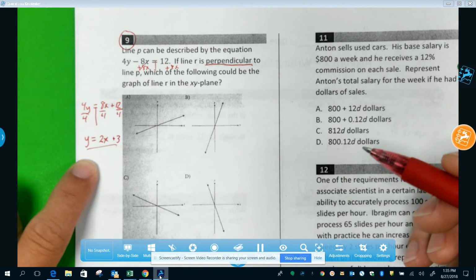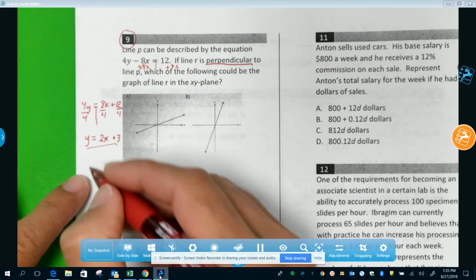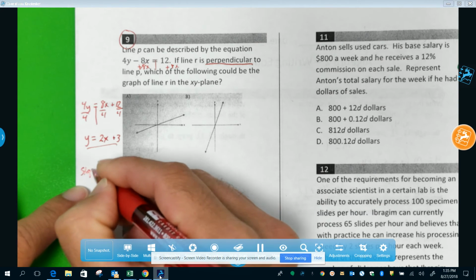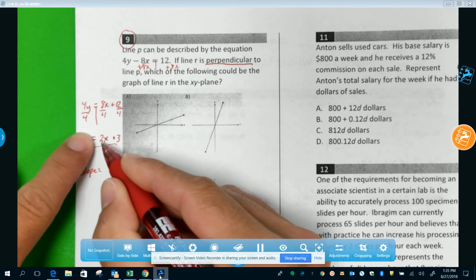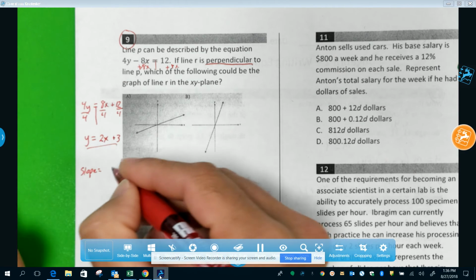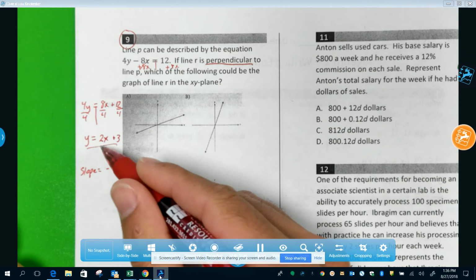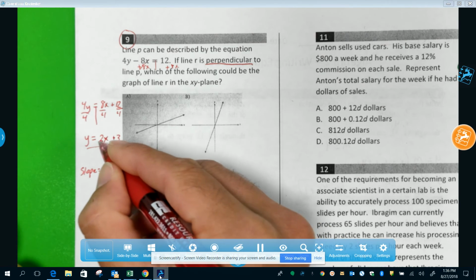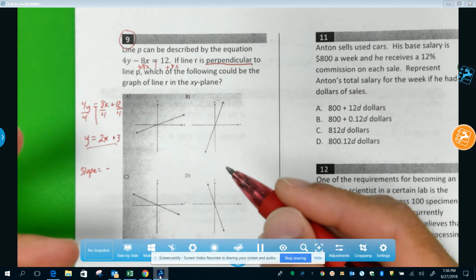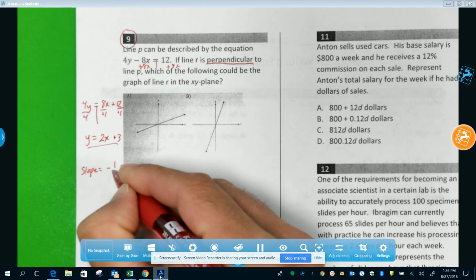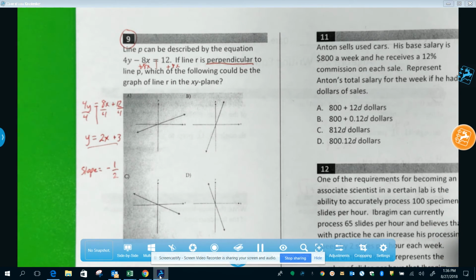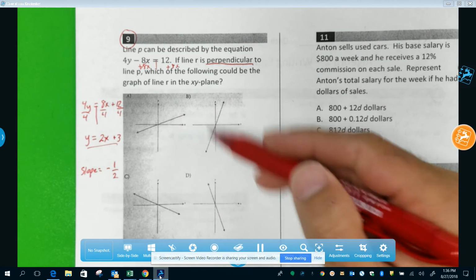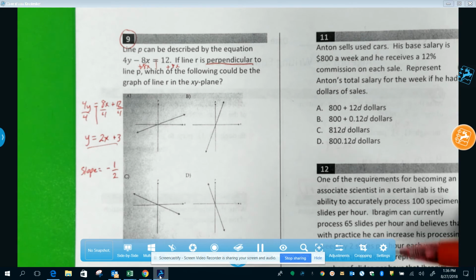If my line needs to be perpendicular to that, then my slope needs to be, if this is a positive, the opposite, so my slope needs to be negative. Now if this was a fraction, it would be 2 over 1. If the original slope is 2 over 1, the reciprocal slope would be 1 over 2. You'd flip it. Negative 1 over 2 would have to be my slope. So which one of these answer choices has a slope of negative 1/2?